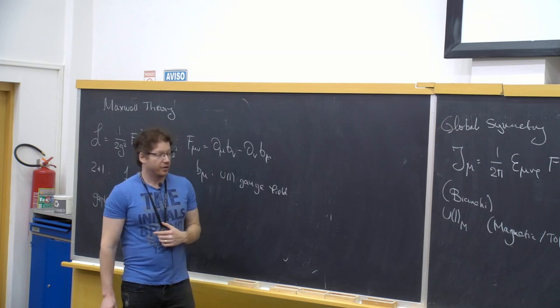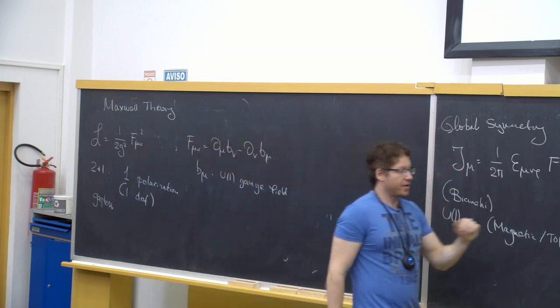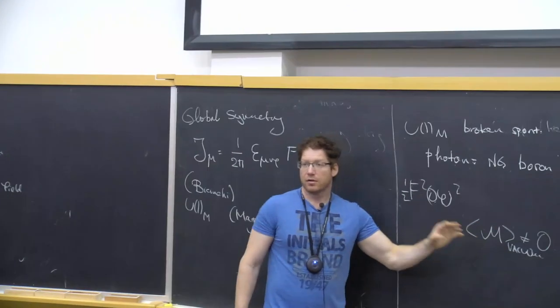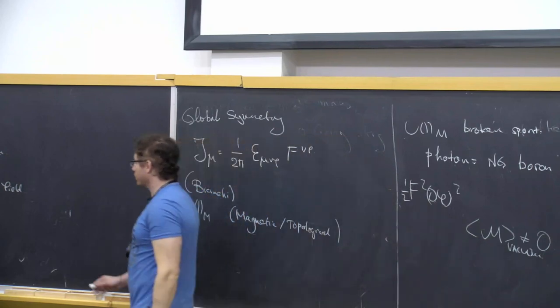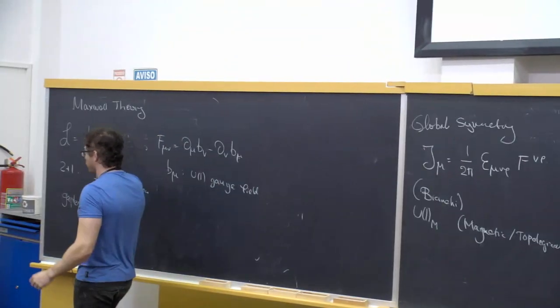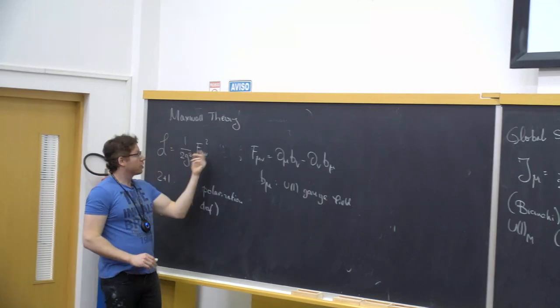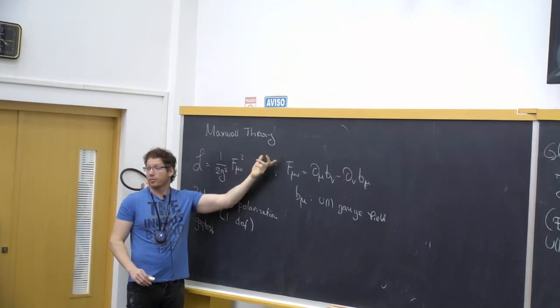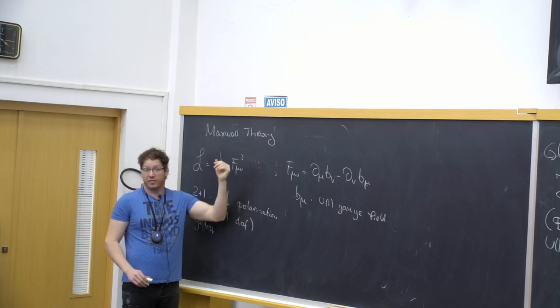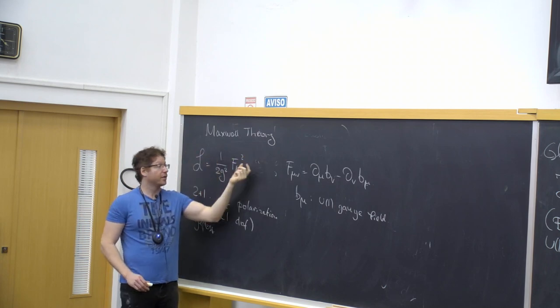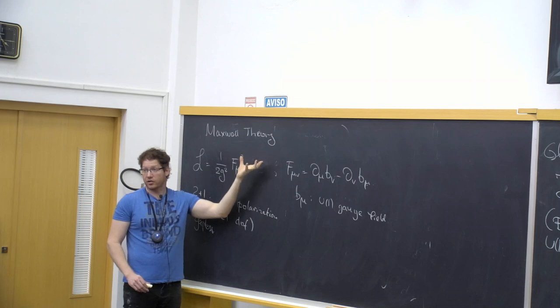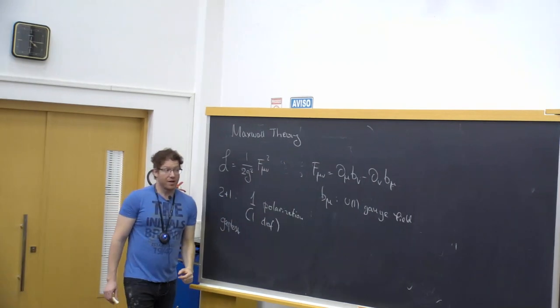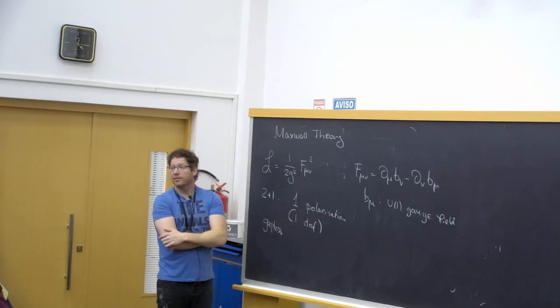So next time we'll start, I'll review this idea. Maybe I'll say it in a little bit more detail. And then we'll discuss what happens if you add monopole operators to the Lagrangian. So you could complicate this Lagrangian in many ways. One way in which you could complicate it is by adding monopole operators. So we'll discuss the physics of free Maxwell, of Maxwell's theory, but with monopole operators in the Lagrangian. And then we'll state the duality.